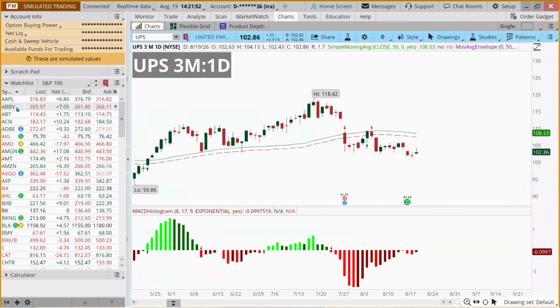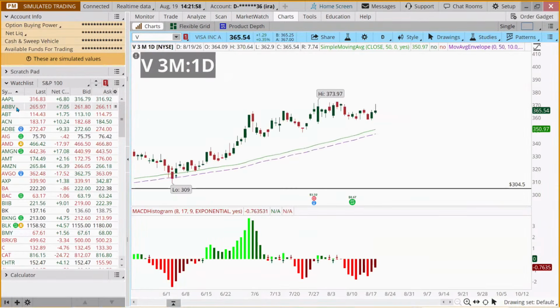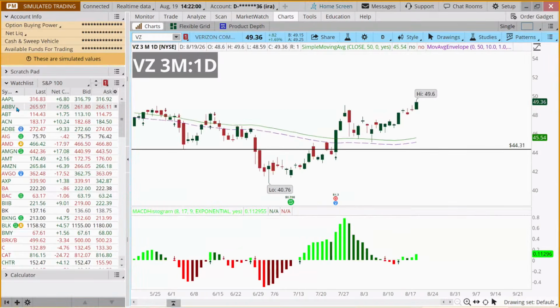UPS, below the moving average. MACD's red. We're almost done here. USB, MACD's red. Visa, MACD's red. Verizon, you know, green arrow on the moving average, green arrow on the MACD about 5 days ago. That one's a valid buy signal. 5 days, left side column.